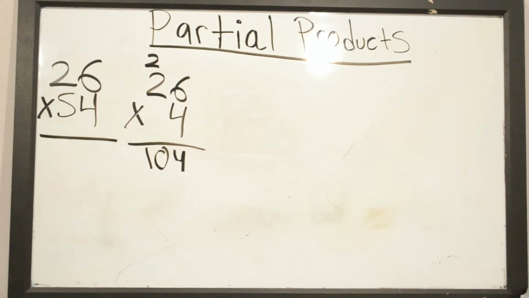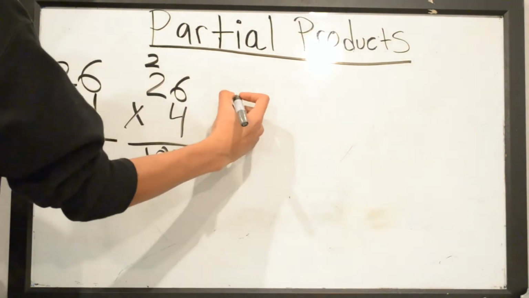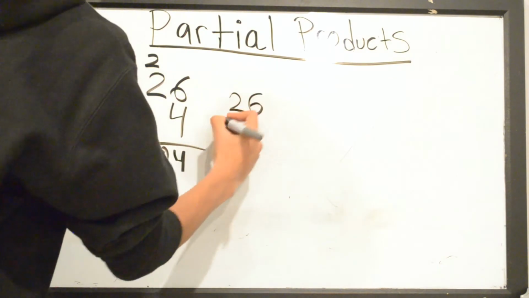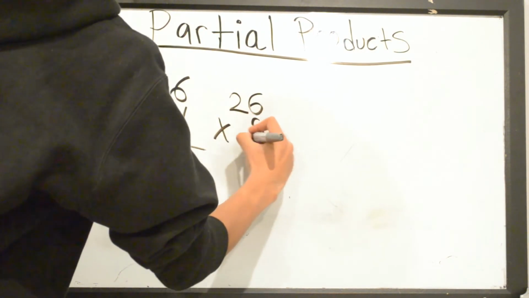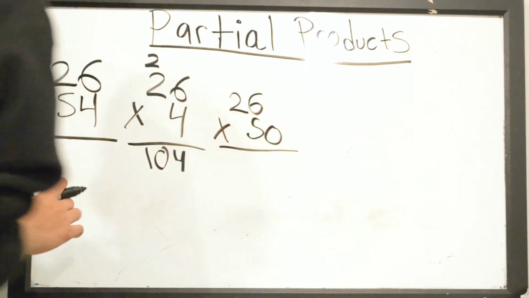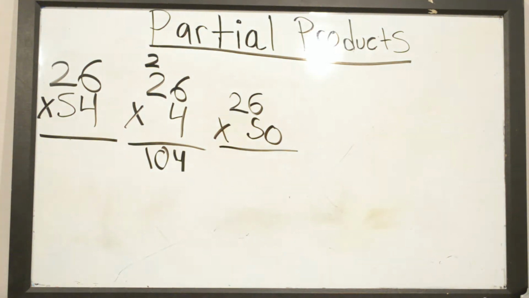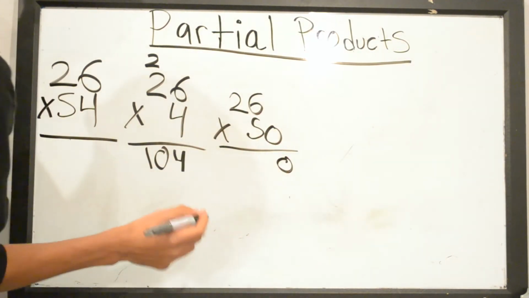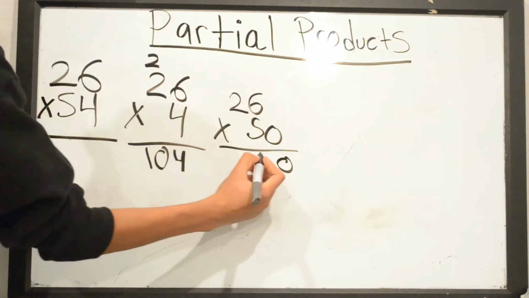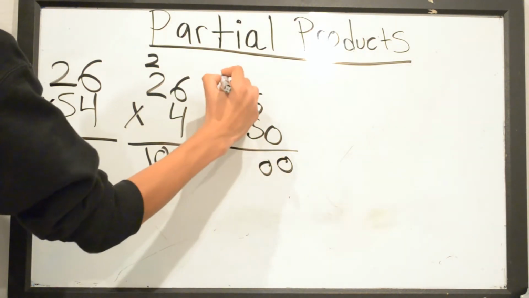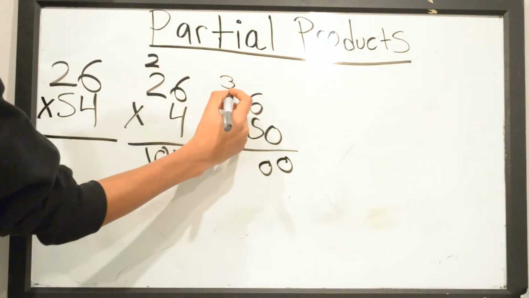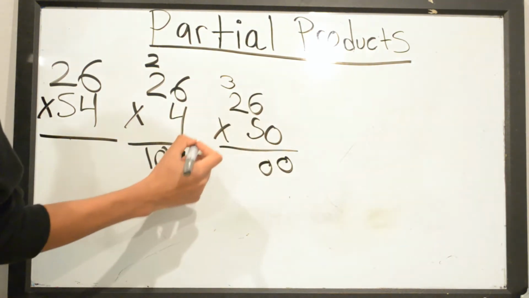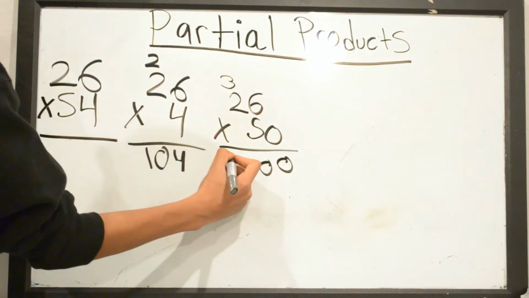So for the second step, we're going to multiply 26 times 50. The reason why we're going to multiply 26 times 50 is because the 5 is in the tens place. So make sure you bring down the 0 down. 5 times 6 is 30. Bring the 3 up. 5 times 2 is 10. Plus 3 is 13.